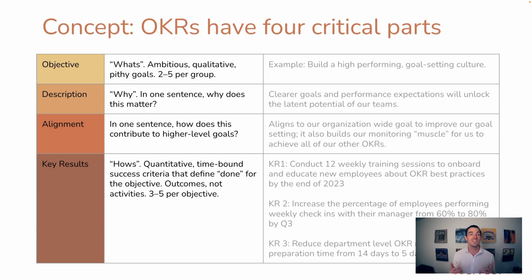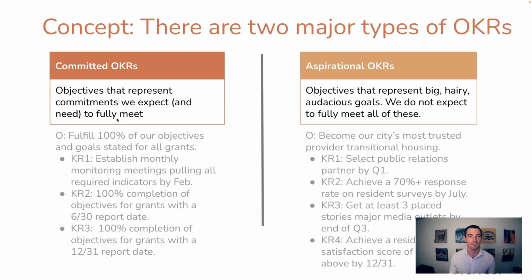And then finally, the key results. These are your hows. These are your quantitative, time-bound success criteria that define done for the objective. Typically, you'll have 3 to 5 key results for each objective, and I've shared some examples here. We'll have some more examples in the next slide.